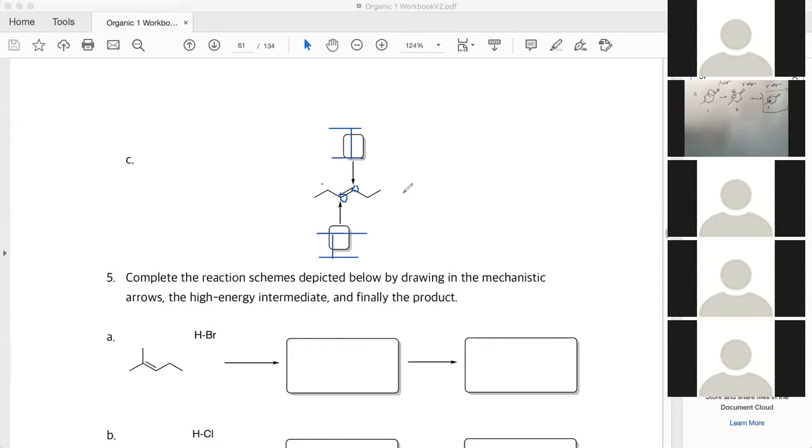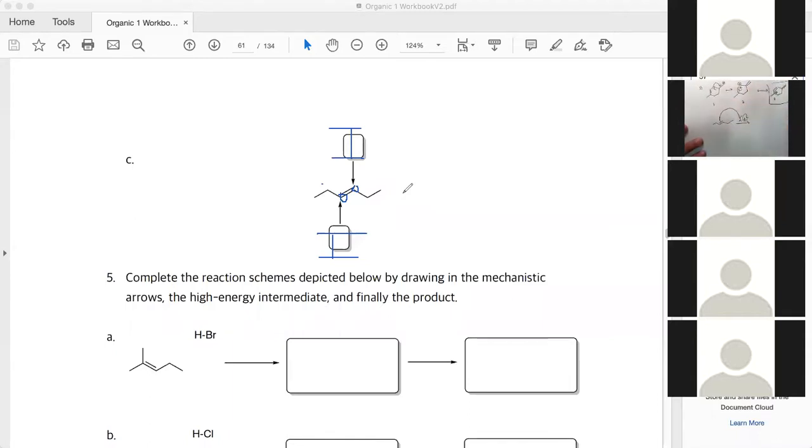I put this one as a warm-up question, where now let's do an example of predicting the product. Can you see my paper hopefully still? So if you had this on a test, what you would do is, this would grab that, and then that would generate the free bromide.